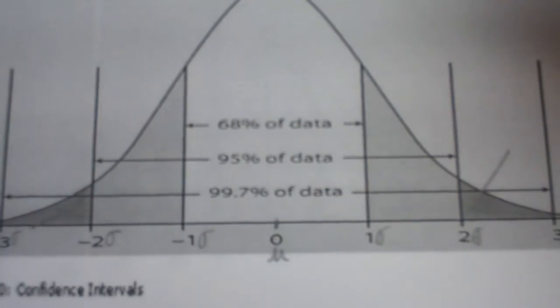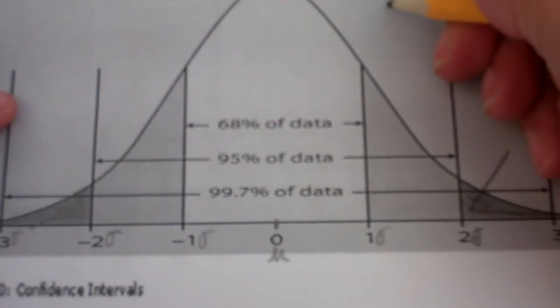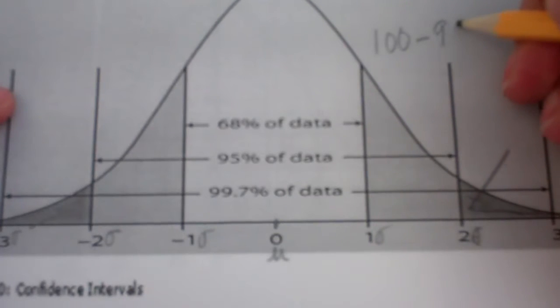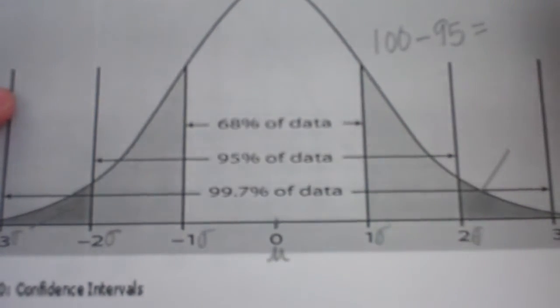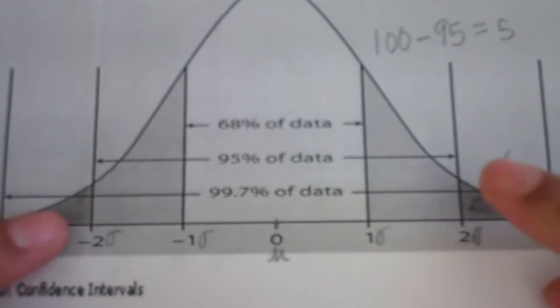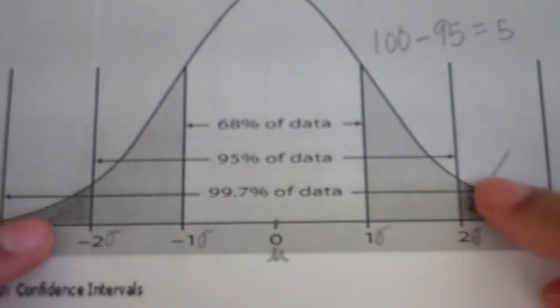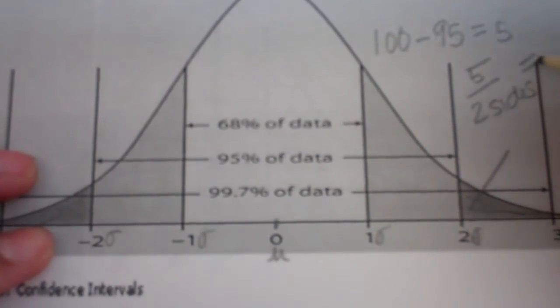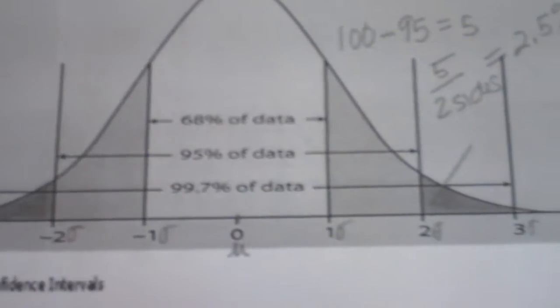So 95%, if we have 100% under the curve, and we know 95 is in the middle, what does that leave us? That leaves us with 5%. However, we have 2 sides. Since we have 2 sides, we're going to have to take this 5 and divide it by those 2 sides. What does that leave us with? That leaves us with 2.5%.